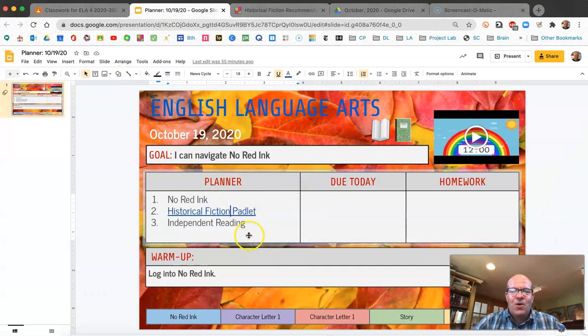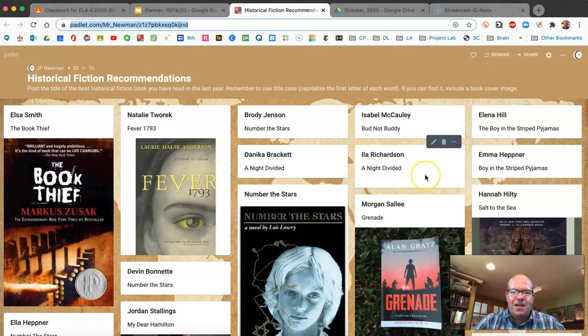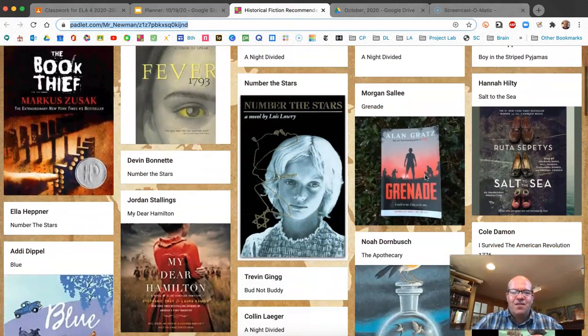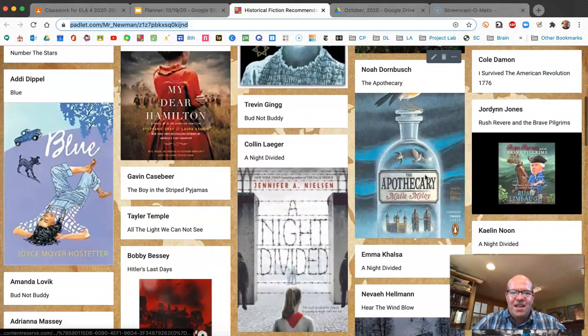Okay, so the next thing we did is we went to Padlet, the historical fiction Padlet. Students entered various historical fiction books that they read and really liked. A reminder for you, historical fiction is like realistic fiction set in the past. So there cannot be goblins and magic and wands and all those things. Nor can there be time travel or spaceships.